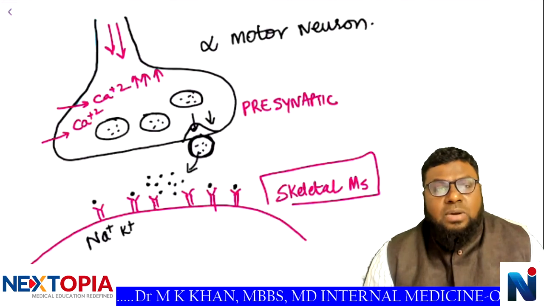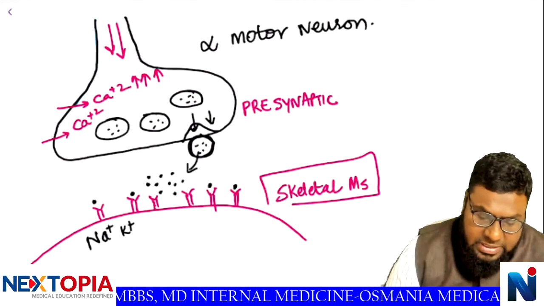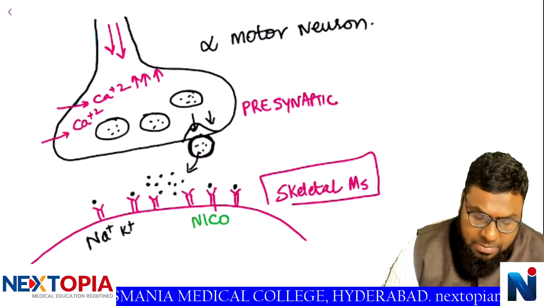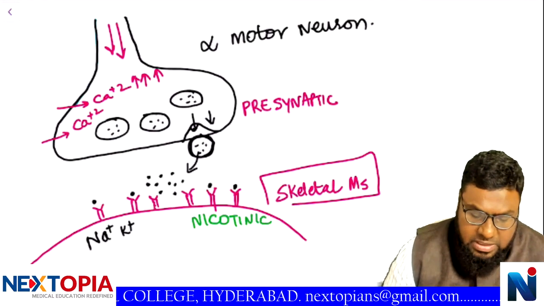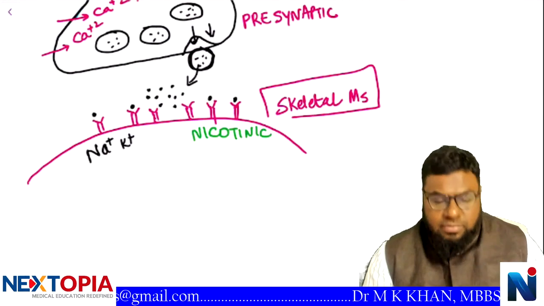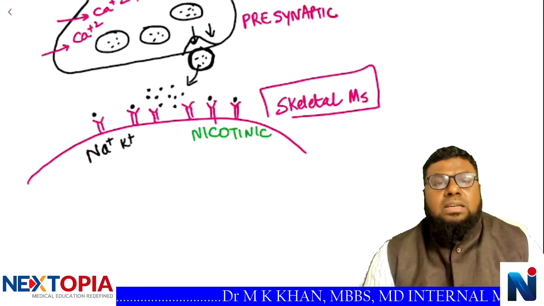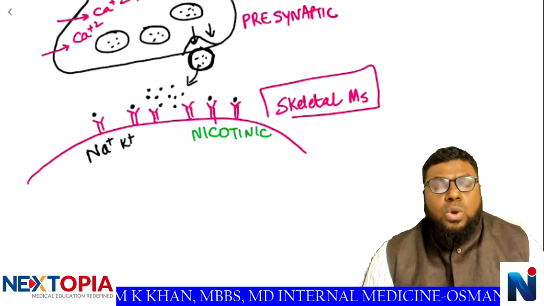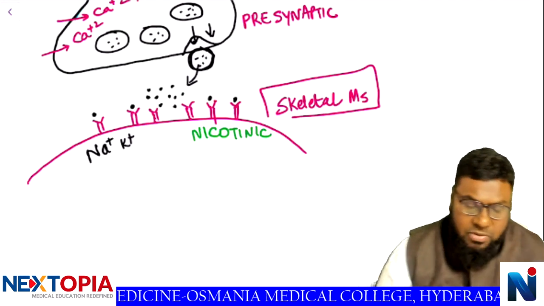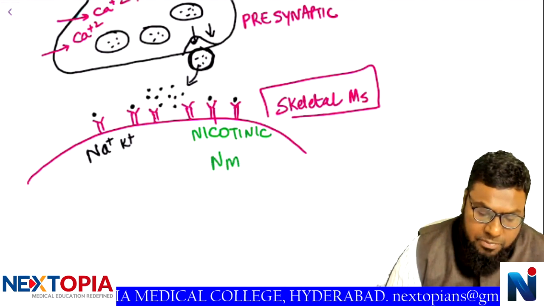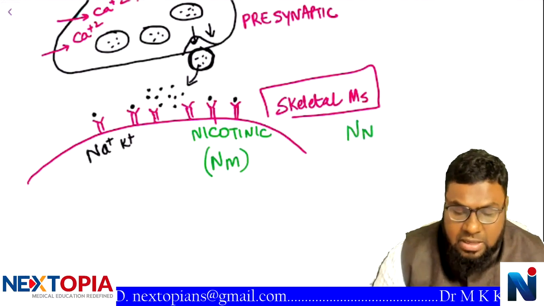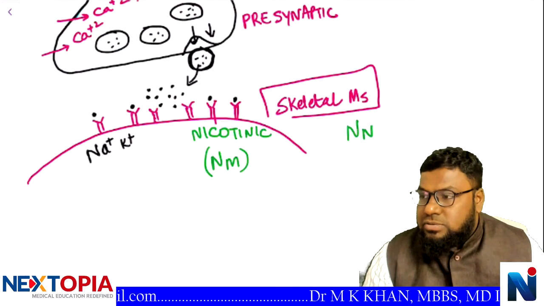What happens when acetylcholine is released? It binds to the nicotinic receptor in the postsynaptic skeletal muscle area in the synapse, wherein the nicotinic receptor is located on the muscle membrane. This type of nicotinic receptor, we call NM. M stands for muscle. We have another type of nicotinic receptor called NN, where N stands for nerve.